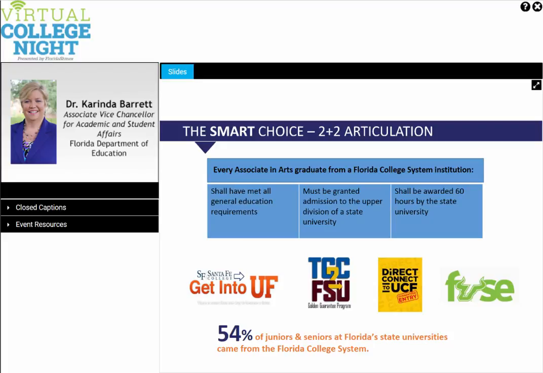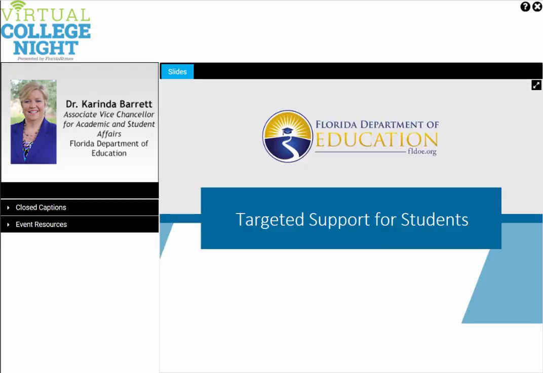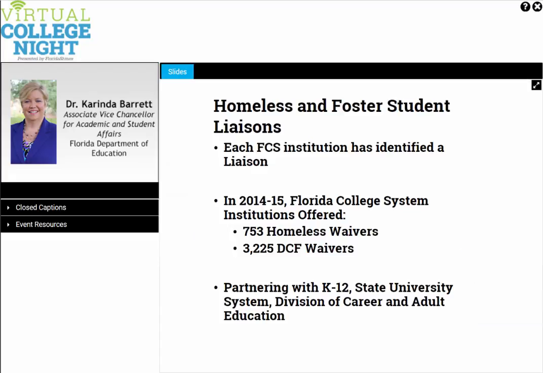So we are excited about those opportunities to partner with our state university system institutions and help students go on to earn their baccalaureate degrees and beyond. Next, I want to talk about targeted support for students. In addition to focusing on all students and their success, we do provide targeted support for students transitioning from high school to college. And I'm just going to mention a couple areas.